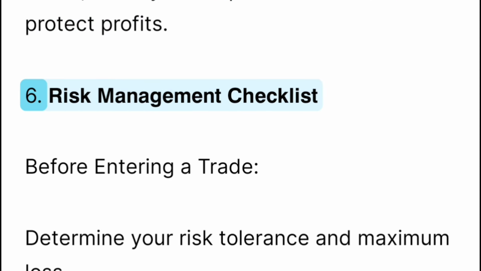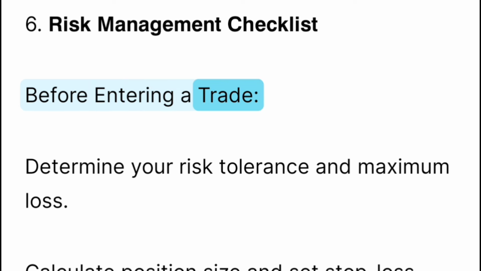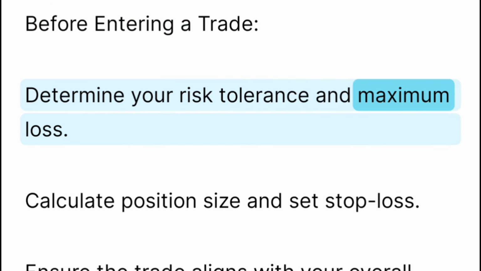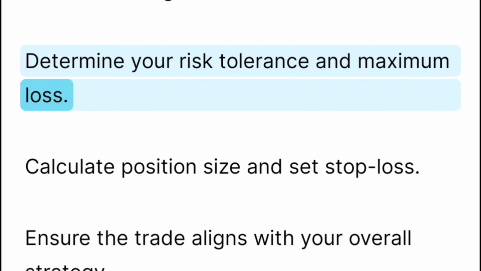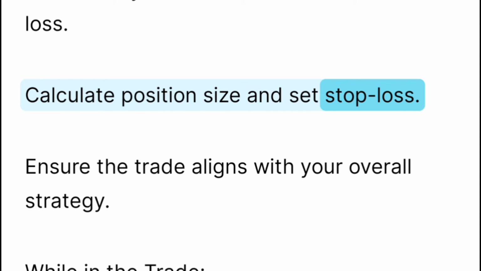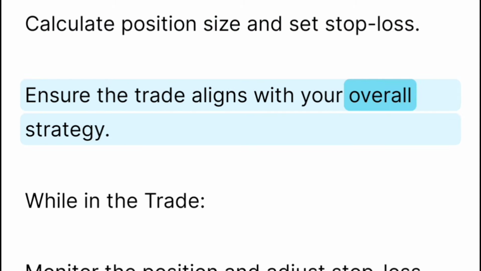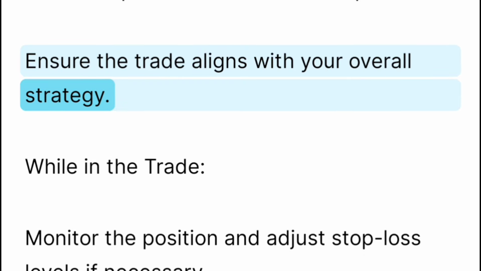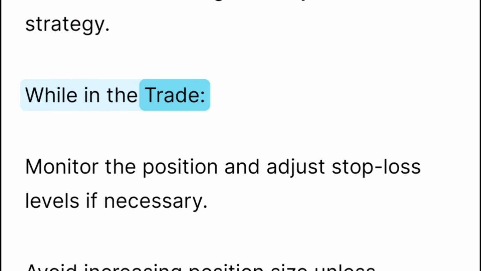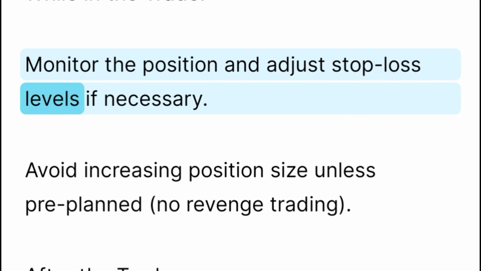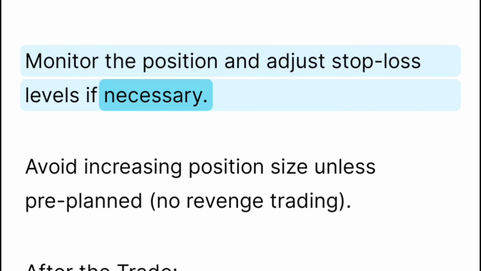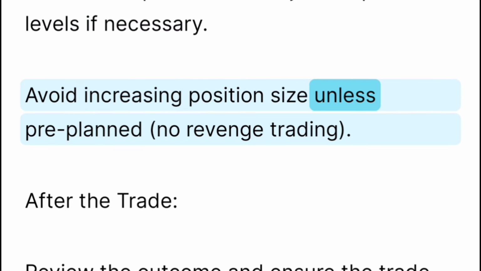6. Risk management checklist. Before entering a trade, determine your risk tolerance and maximum loss. Calculate position size and set stop loss. Ensure the trade aligns with your overall strategy. While in the trade, monitor the position and adjust stop loss levels if necessary. Avoid increasing position size unless pre-planned. No revenge trading.